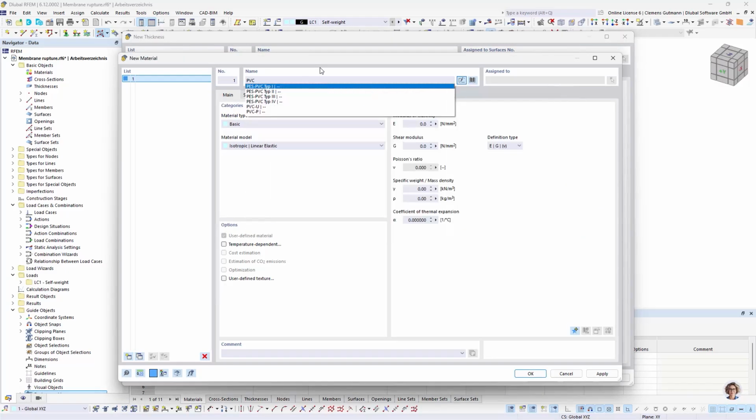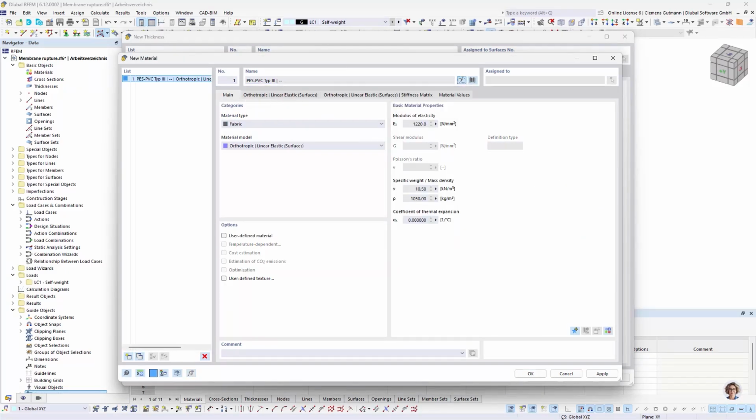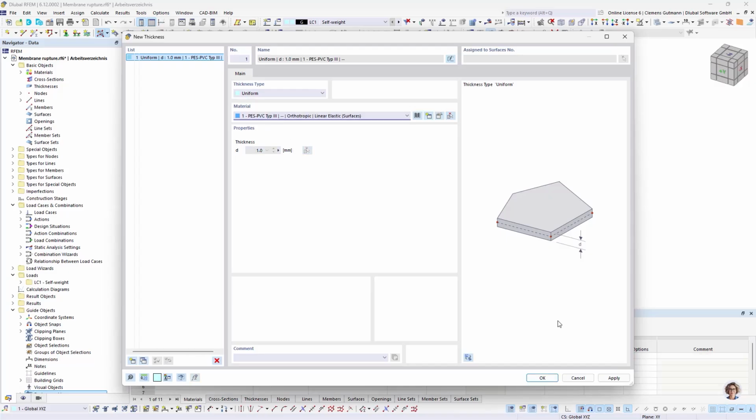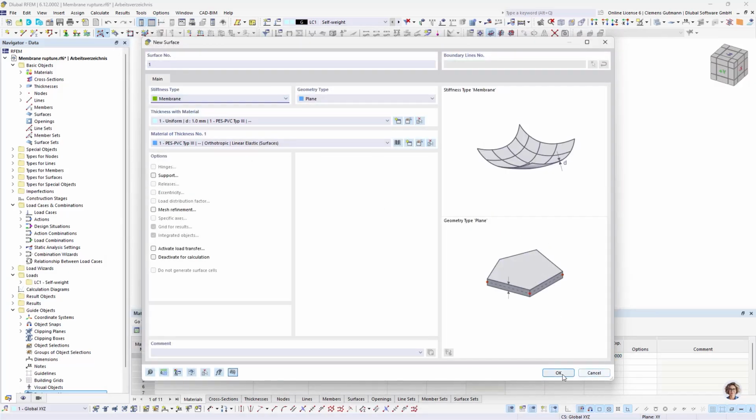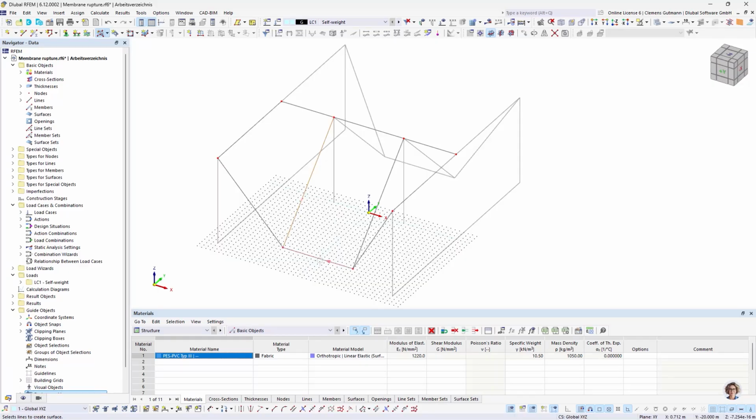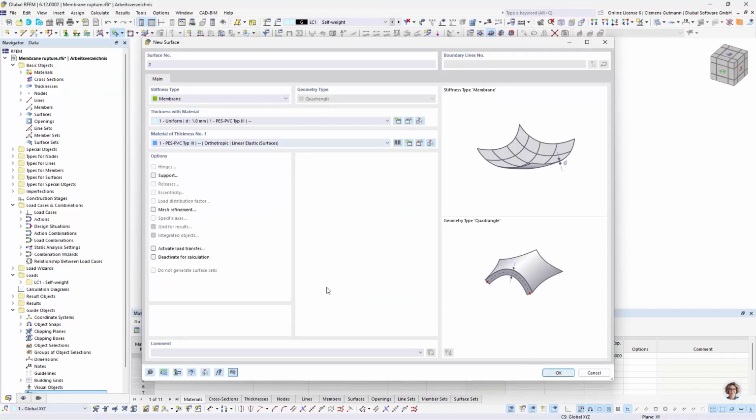For this project, I'm using a PVC type 3 fabric. Okay, then our stiffness type is, of course, membrane. And then we can select the boundary lines. And then the other surfaces will be of type quadrangle.